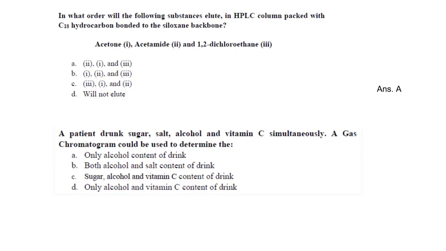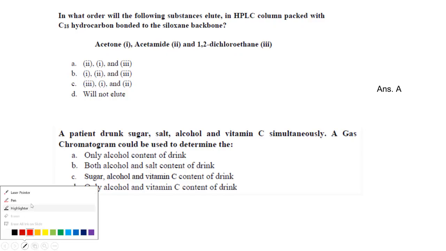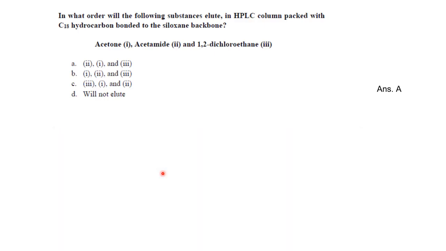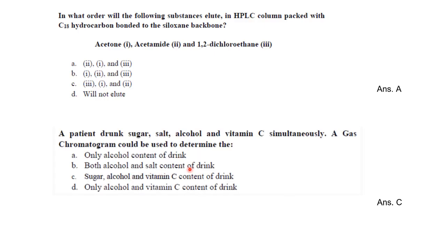Can any of you guess what the answer should be? Okay, so here we have sugar, salt, alcohol, and vitamin C. The salt will get dissociated into ions, so in the gas chromatogram it won't be detected because ions can't be detected with this. So we will be able to detect the sugar, alcohol, and vitamin C content of the drink. So that is the correct answer. C is the correct answer because salt will ionize, and it has small particles also, so it won't be detected in the gas chromatograph.